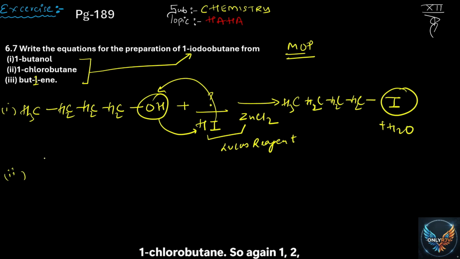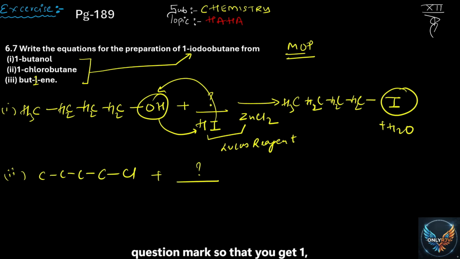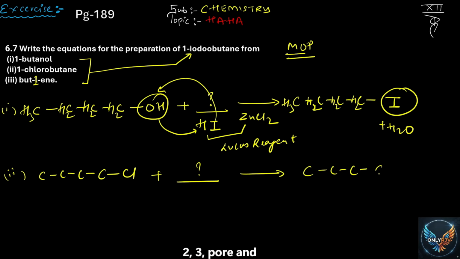Second one is 1-chlorobutane. So again 1, 2, 3, 4 and chlorine. I am not drawing hydrogen, you can draw it yourself. Again what will you use here, a question mark, so that you get 1, 2, 3, 4 and iodine.